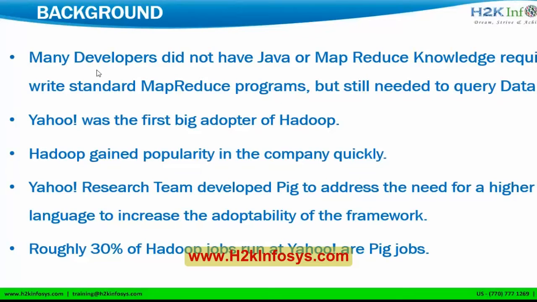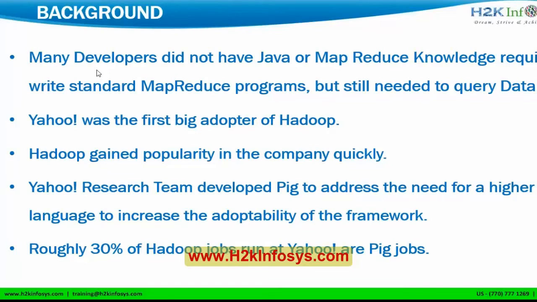Coming to the next point, Yahoo was the first big adopter of Hadoop. Pig was actually introduced at Yahoo. People at Yahoo were trying to do some analysis, and a few of them saw that it was very difficult and took a lot of processing steps to do even some basic analysis. It was taking a lot of time, so they started developing a new ecosystem. After a few attempts, they came up with a new ecosystem called Pig.